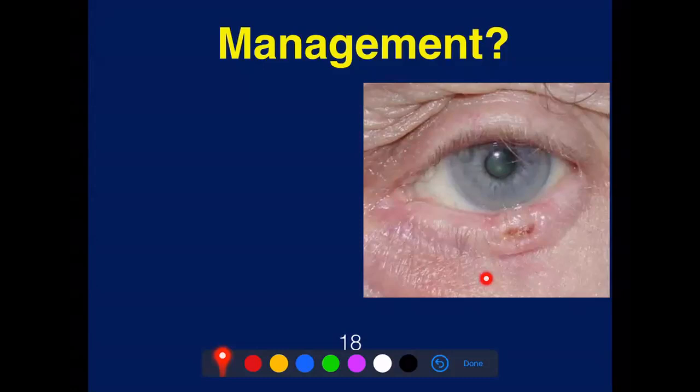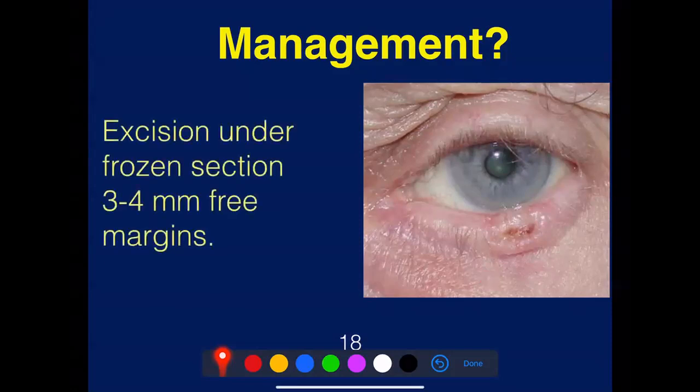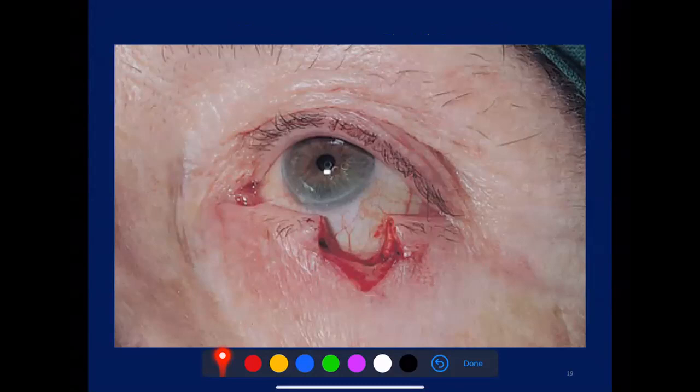Excellent. So 3 to 4 millimeter free margin. Okay. Let's say that this is the defect. How would you close this? First of all, which lamella is violated or lost here?